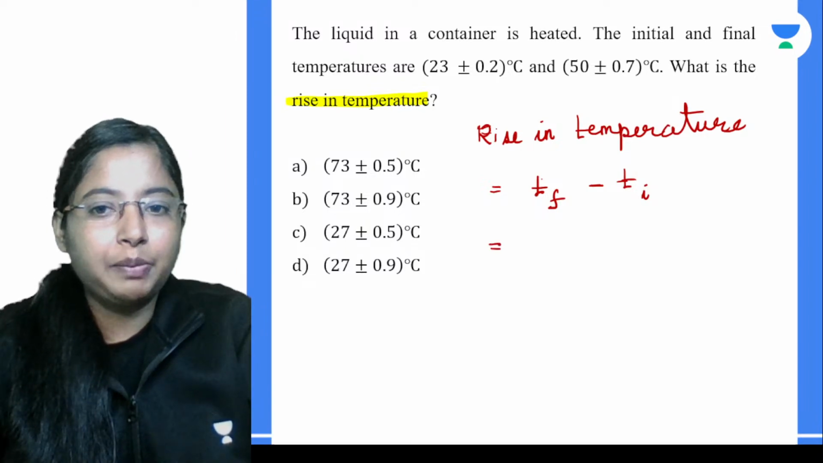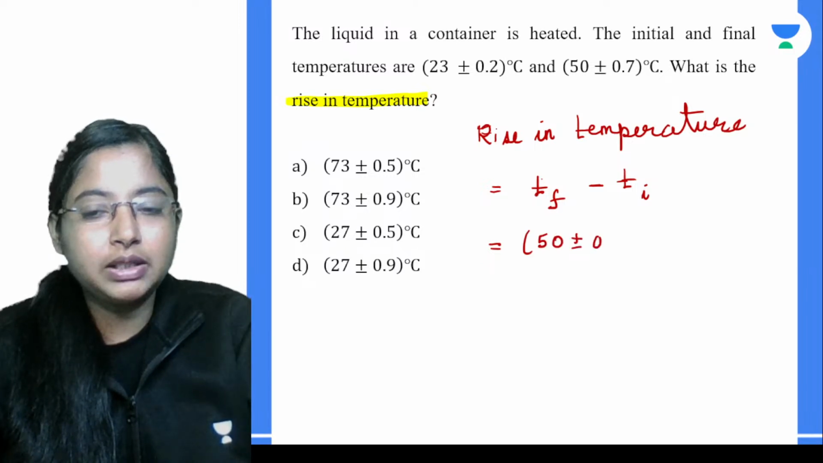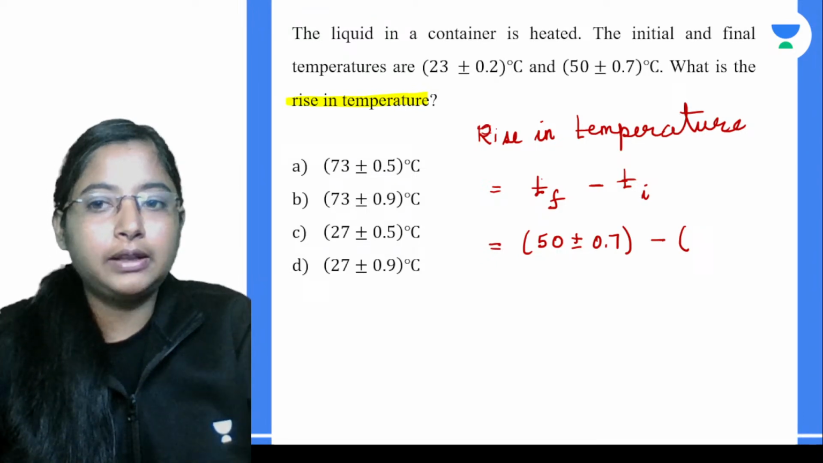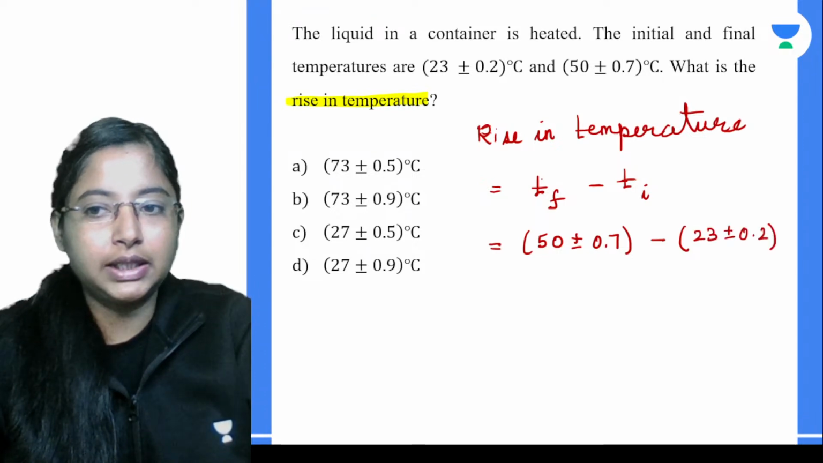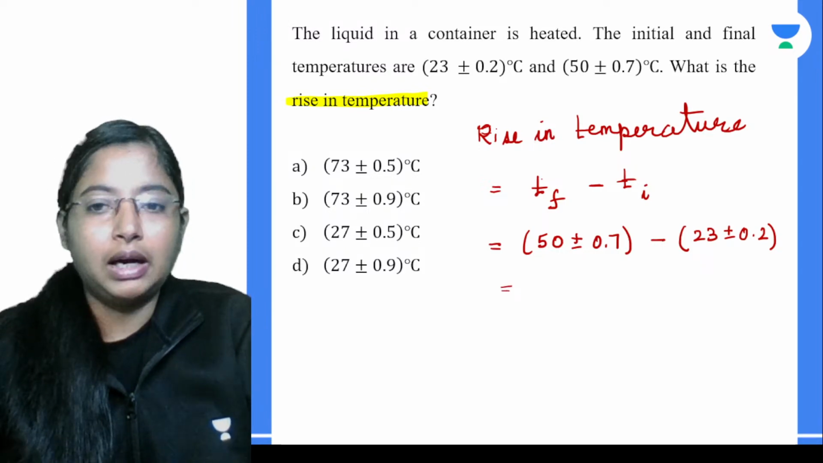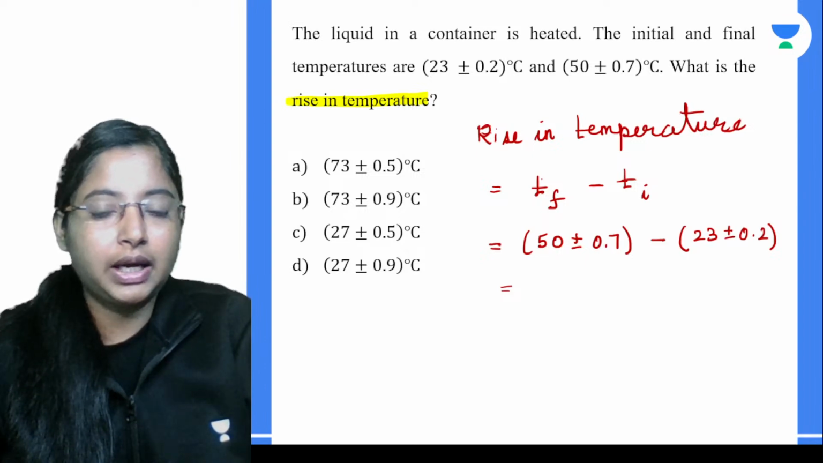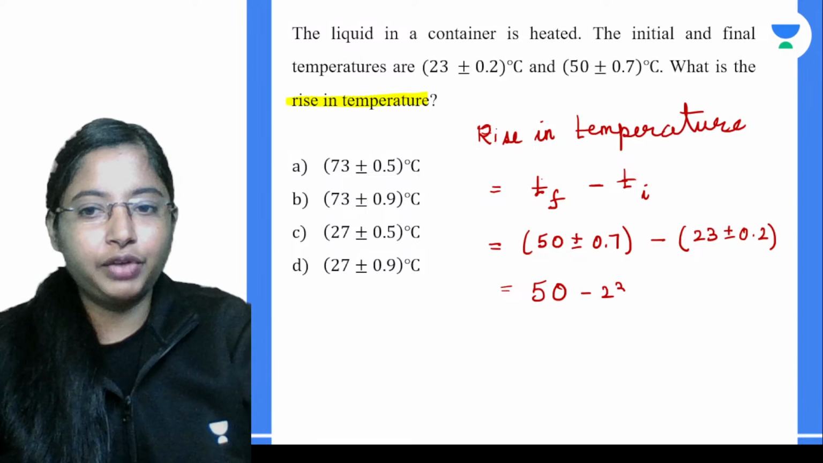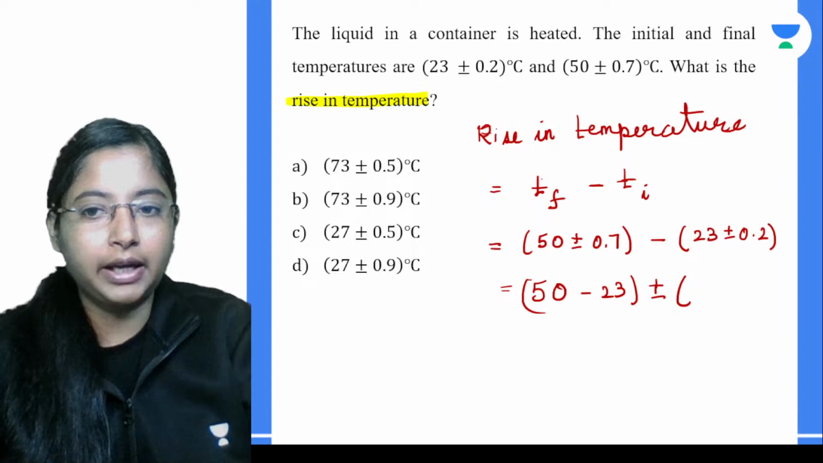Right, what is the final temperature over here? 50 plus or minus 0.7 degrees Celsius. Minus what is the initial temperature? Initial temperature is very simple, that is nothing but 23 plus or minus 0.2 degrees Celsius. Now first thing you're going to do is subtract these two quantities. Very simple, you have to do 50 minus 23, plus or minus. Now comes the error part.